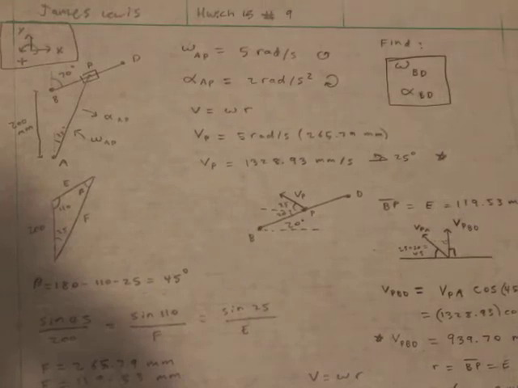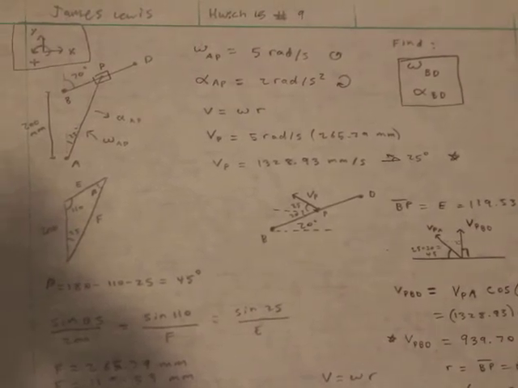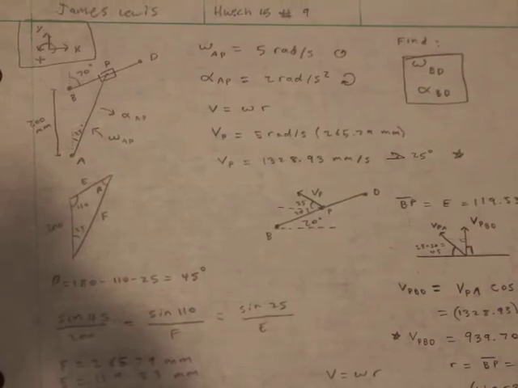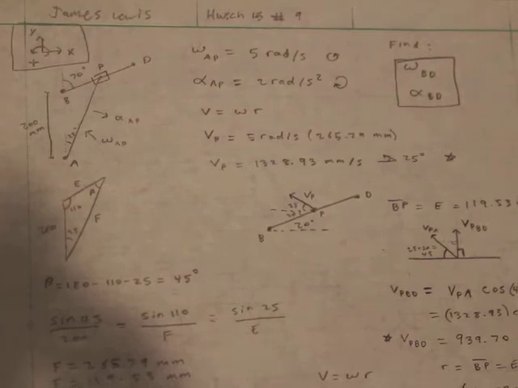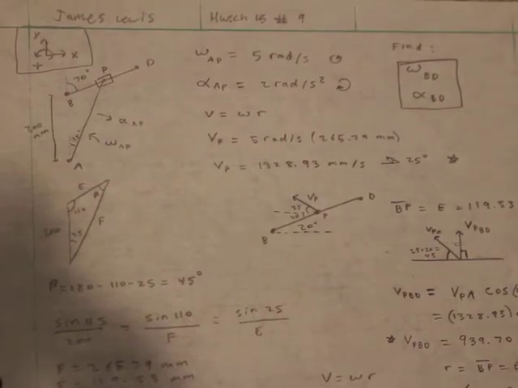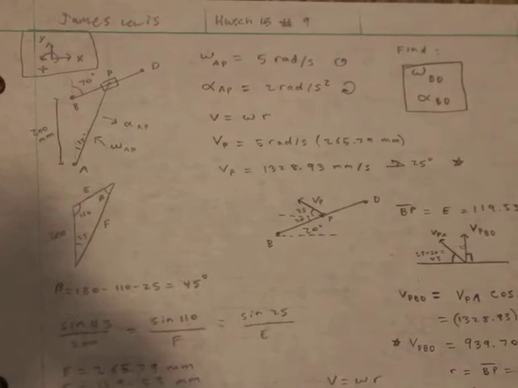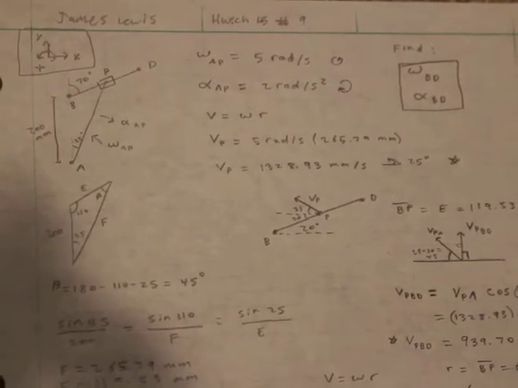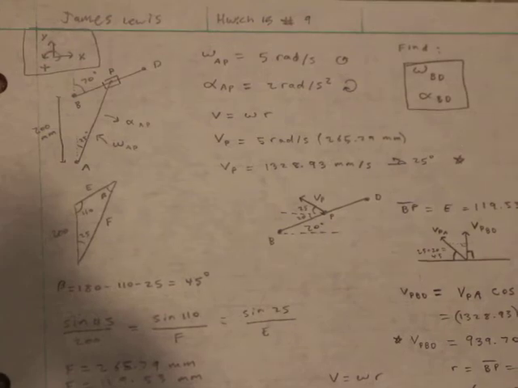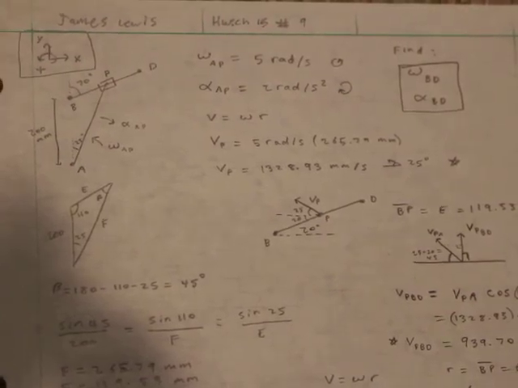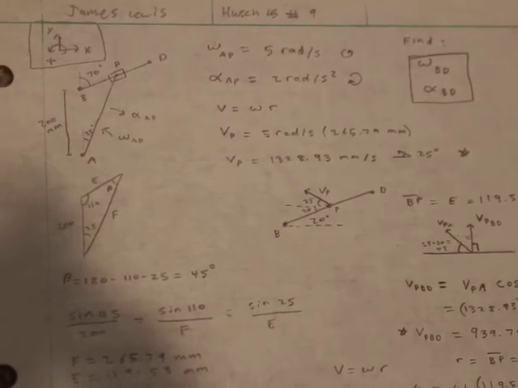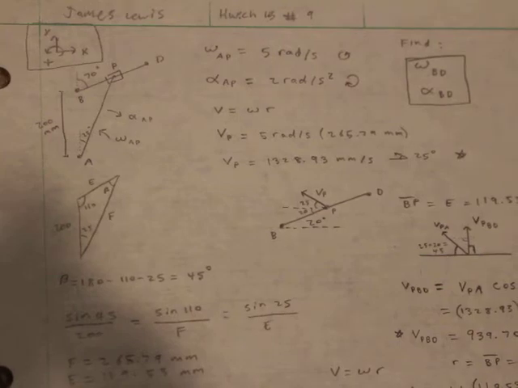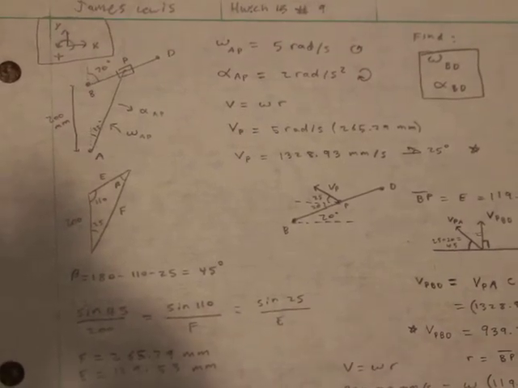The velocity is equal to omega r, the angular velocity times r, and then our velocity of P is our 5 radians per second. So we'll go ahead and set that up because we want to find the velocity of P, and then eventually convert that. We want to find the tangential velocity of P in regards to A, and then we want to turn that into a tangential velocity of P in regards to BD.